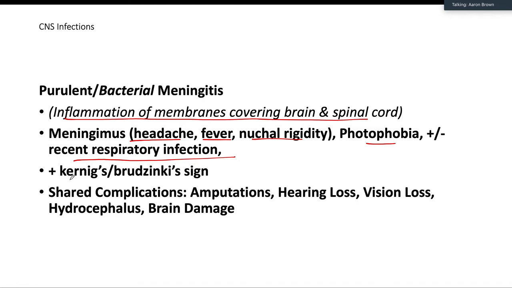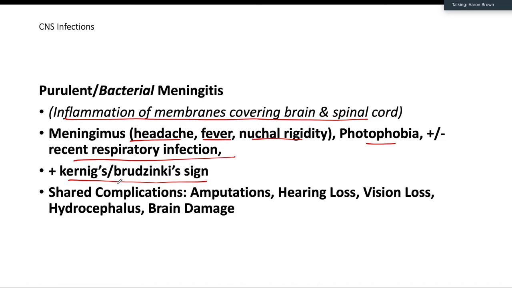Koenig's and Brudzinski's sign. Koenig's sign is when you have your patient lying flat on their back and you attempt to bend their neck, and their knees will flex, right? Because when you bend their neck, you're actually stretching the meninges. When you stretch the meninges, that's when they have that inflammation and irritation. So they bend their knees in response to try and shorten their meninges.